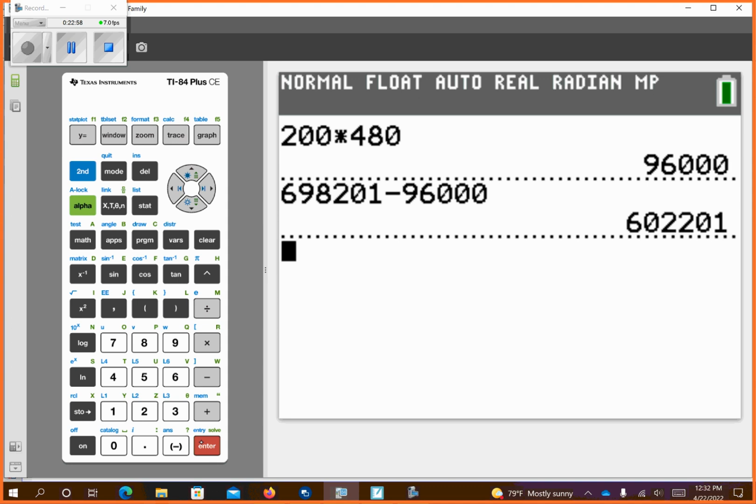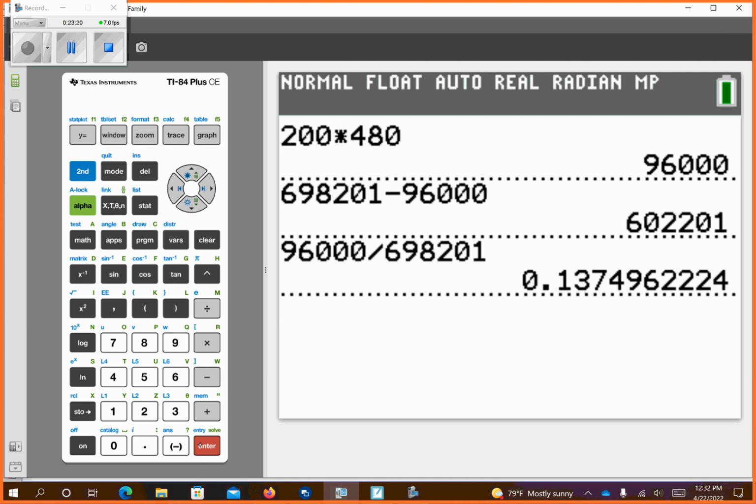Now, you're talking about $602,201 by you investing only $96,000. So your money is worth, well, let's do this. 96,000 divided by 698,201. So your money is worth, you made some good choices. You made some really good choices.